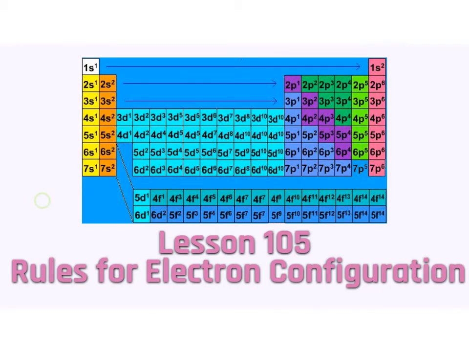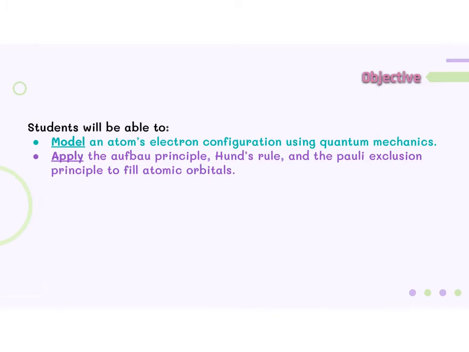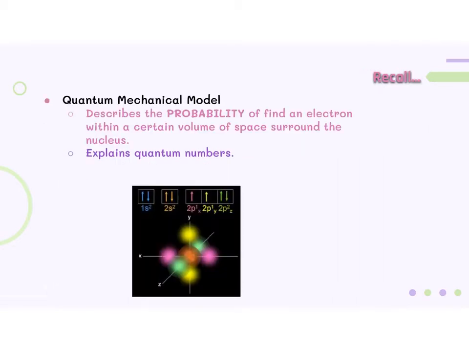I'm here to talk about lesson 105, the rules for electron configuration. In this lesson, students will be able to model an atom's electron configuration using quantum mechanics, apply the Aufbau Principle, Hund's Rule, and the Pauli Exclusion Principle to fill atomic orbitals.